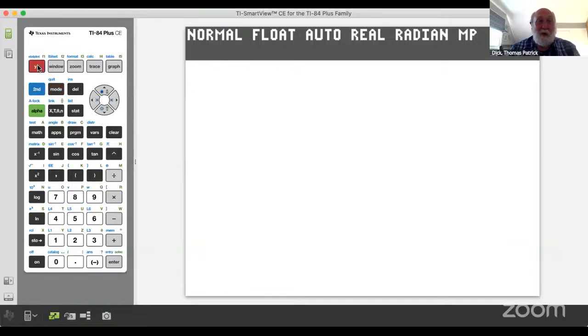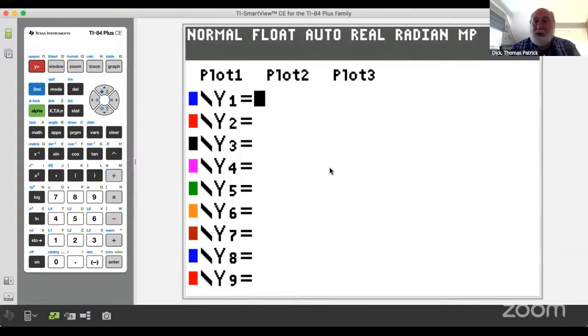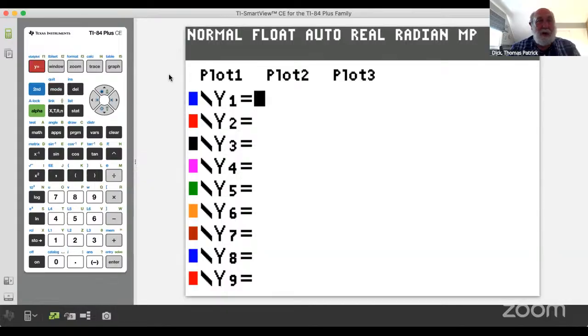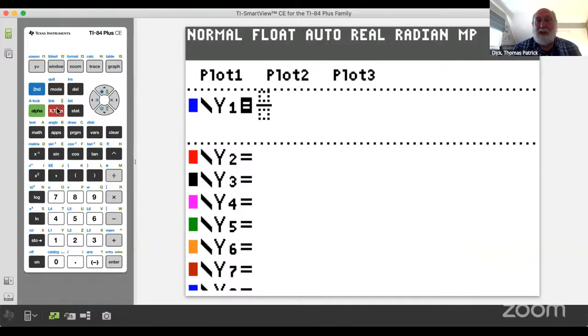And yeah, let's dive right into it. So on the 84, we could go and use the y equals menu. The independent variable for y equals is x. So we'll just use x in place of t in this particular case. And we've got a rational function, so I'll go ahead and pull up a fraction template here and enter my numerator and denominator of my rational function.